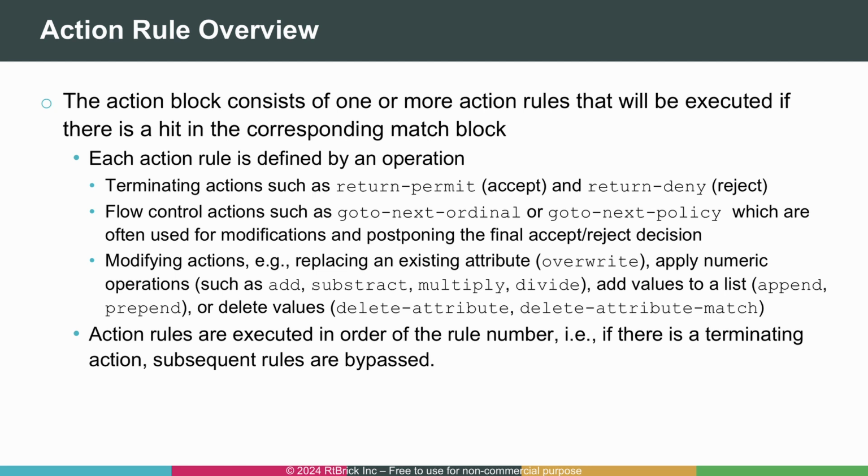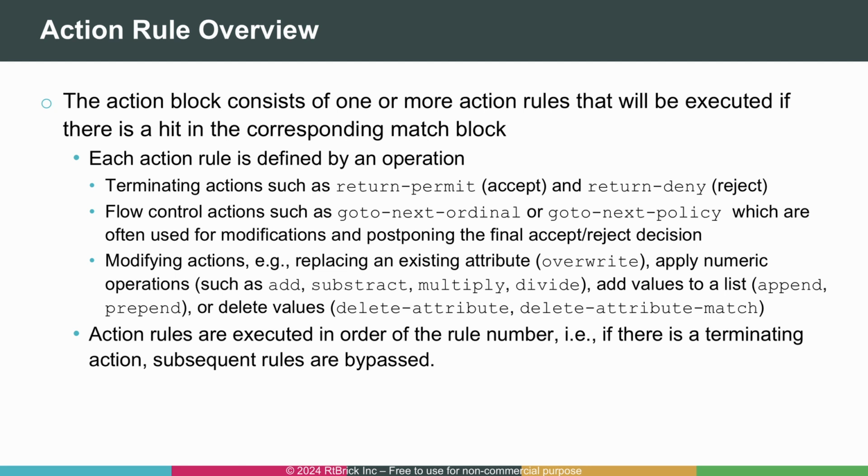Third, attribute modification operations. These operations change the values of attributes. You can overwrite an existing attribute with a new value, or modify it using numeric operations like add, subtract, multiply, or divide. For list-type attributes, like communities or AS paths, you can append or prepend values to the list. You can also delete values, either entirely or by removing certain items from the list.